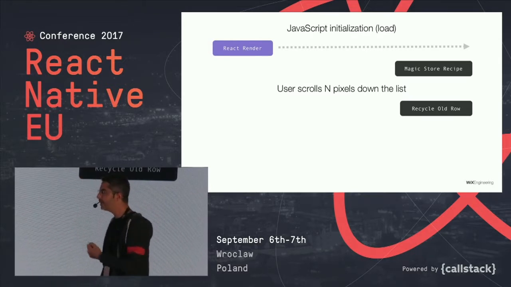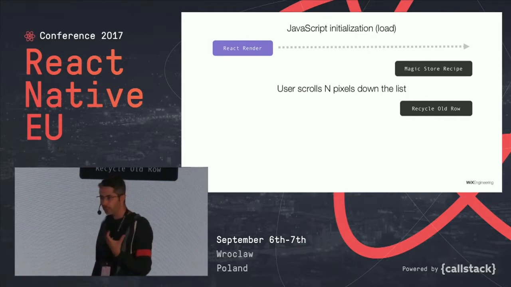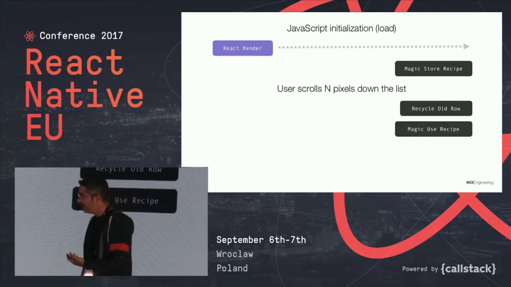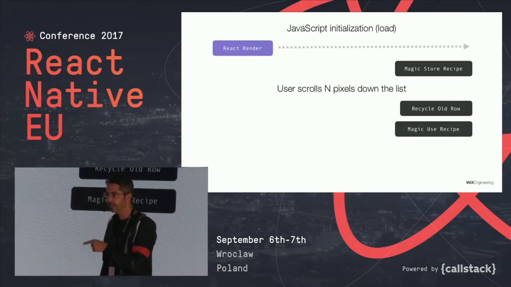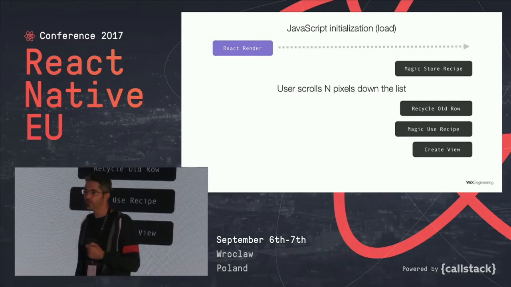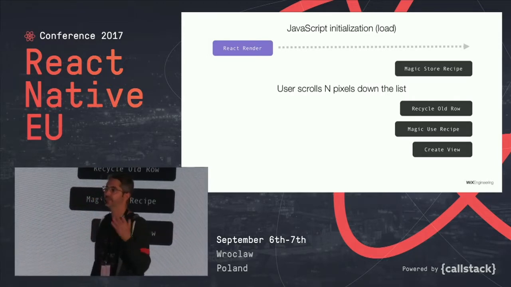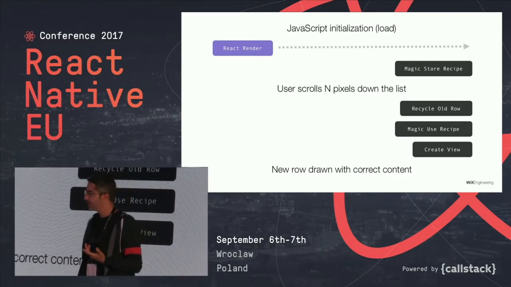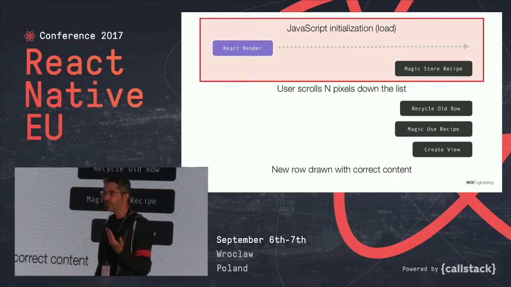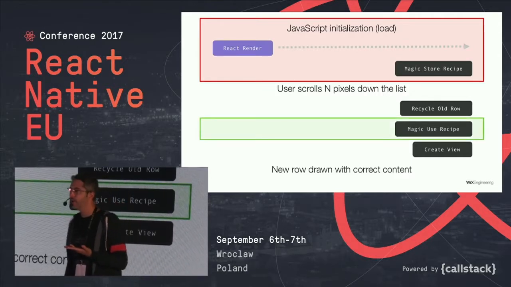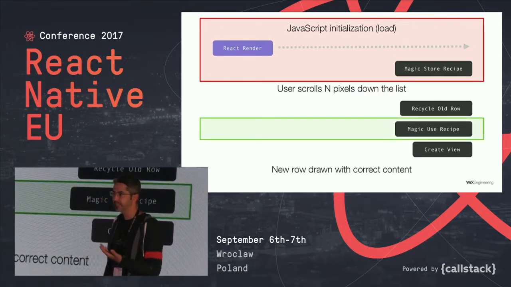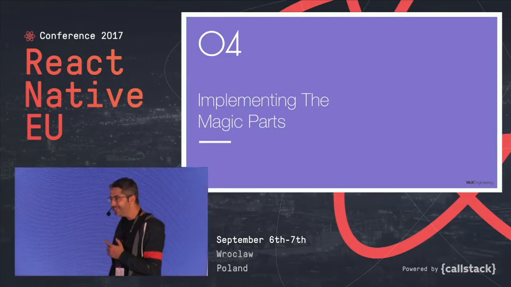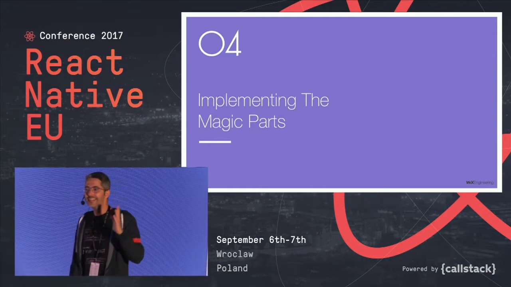But now when you recycle, and all of these native lists are based on the same concept of recycling old views just to make things fast, then you will use the recipe that we had before, and you would create the views for the row, and you would stay on the native side. So we would call this synchronous. The new row would be drawn with correct content immediately. The slow part is pushed to the beginning, and the part that had the flicker disappears because it is now practically immediate. So now we had the magic store, and the magic use.